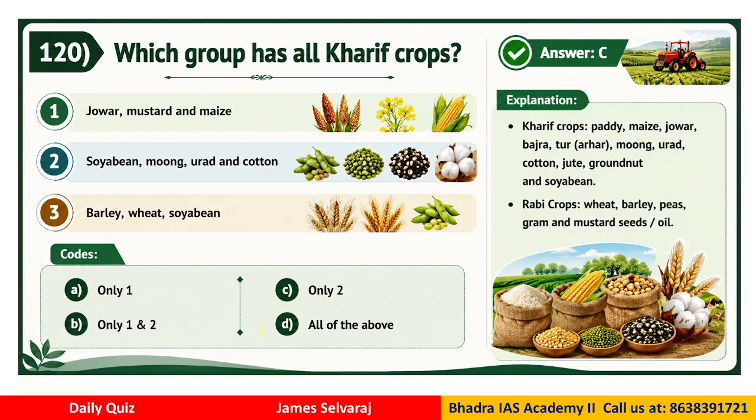So the correct answer is C, that is only 2. Why? What is the problem with 1? Mustard is basically a rabi crop. Here you see the rabi crops, we have mustard. Then here you have wheat, again a major rabi crop. So 1 and 3 have a mix of kharif and rabi. Only 2 has all the kharif crops. So the correct answer will be statement 2 only. Therefore the answer C is correct.